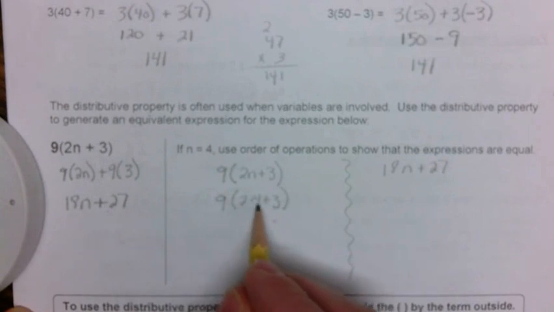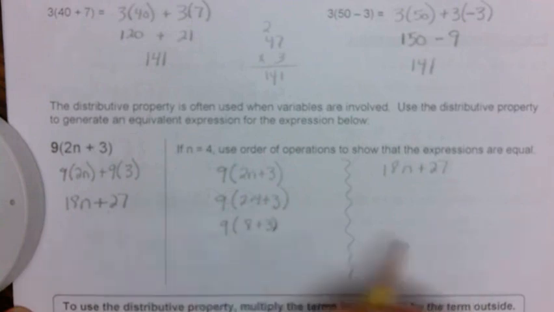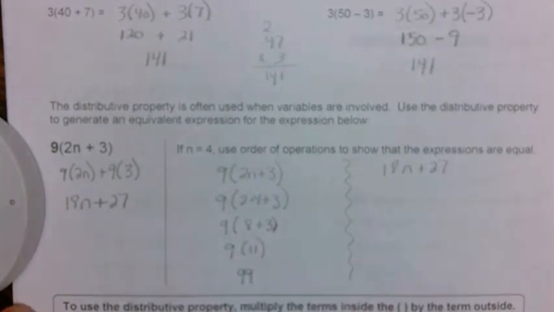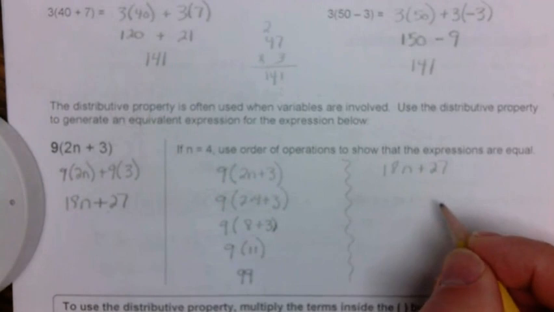We have to do the multiplication inside first. 2 times 4 is 8. So we have 9 times, in parentheses, 8 plus 3. Now when we add 8 and 3, that gives us 11. So we have 9 times 11, which gives us an answer of 99. Hopefully I get the same thing over here.